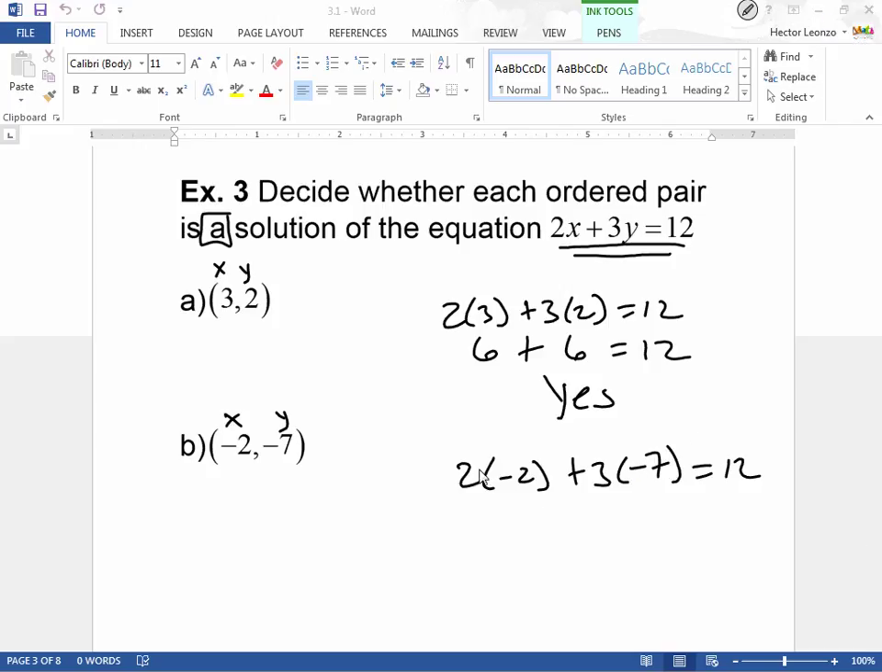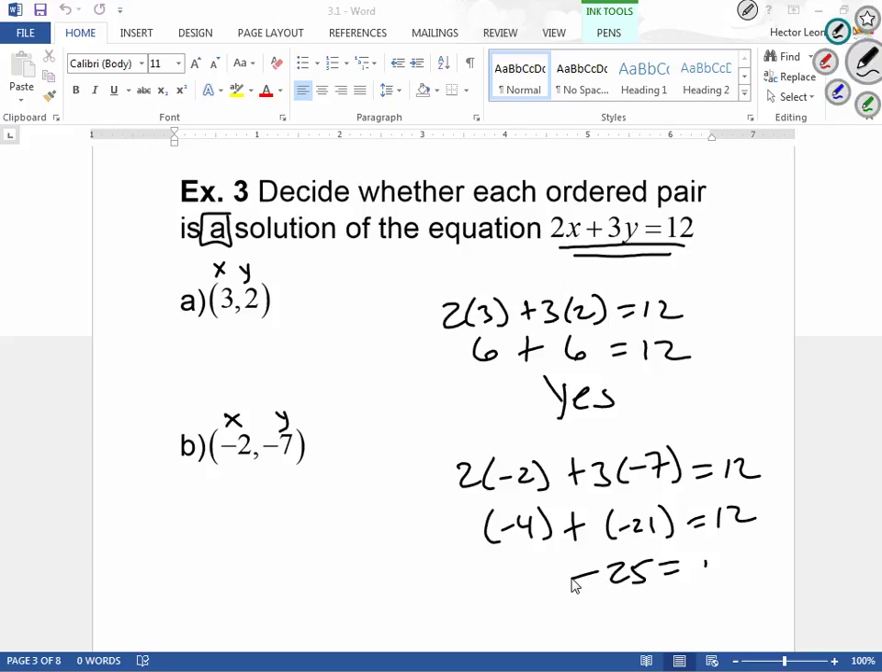I know in multiplication, 2 times negative 2 is negative 4. I'm going to use parentheses so we know it's a negative, plus a negative 21, right? 3 times negative 7 is negative 21. And then it says this is 12. I know negative 4 and a negative 21 is negative 25, which is not 12. So I'm going to say no, that's not a solution.